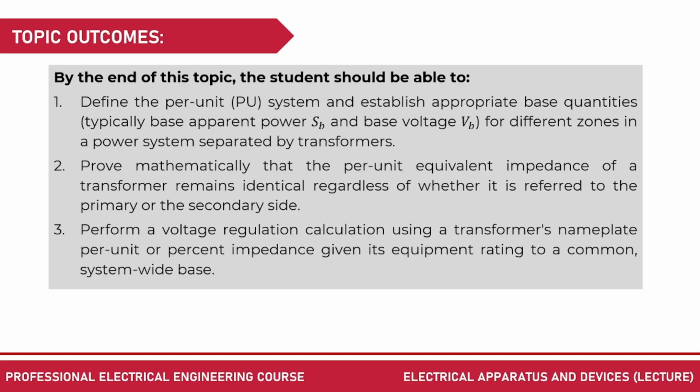Second, prove mathematically that the per unit equivalent impedance of a transformer remains identical regardless of whether it is referred to the primary or the secondary side, and perform a voltage regulation calculation using a transformer's nameplate per unit or percent impedance given its equipment rating to a common system-wide base.